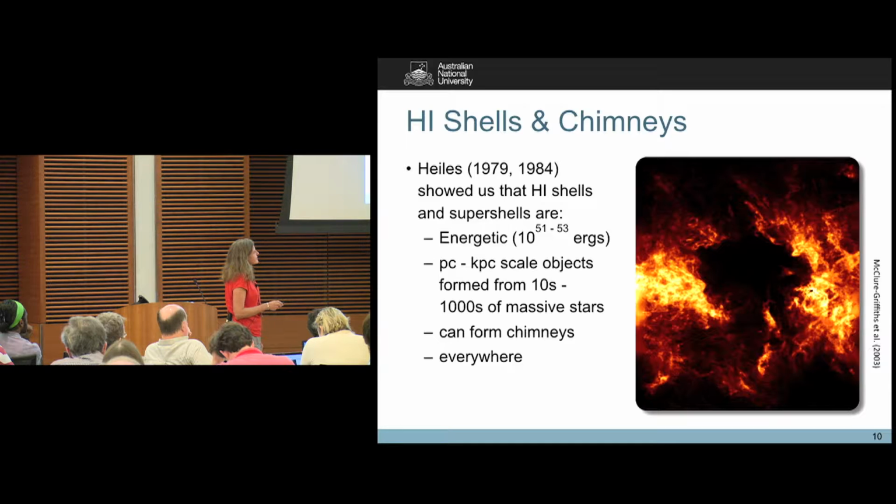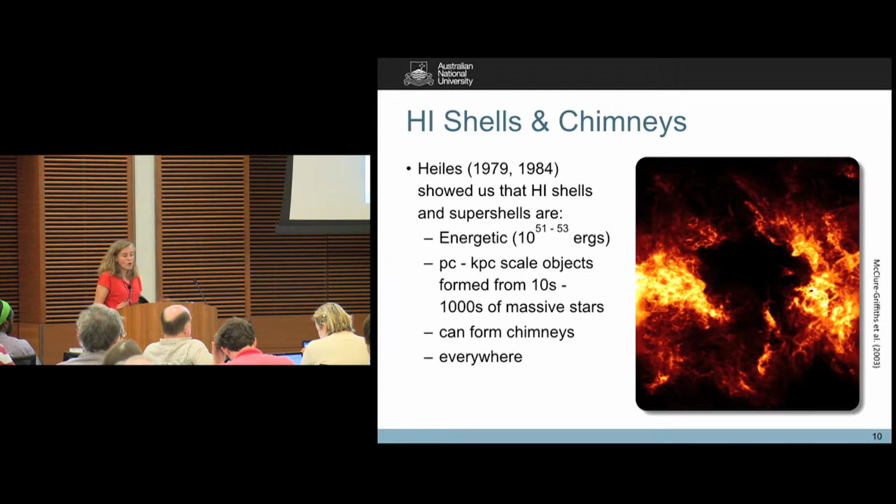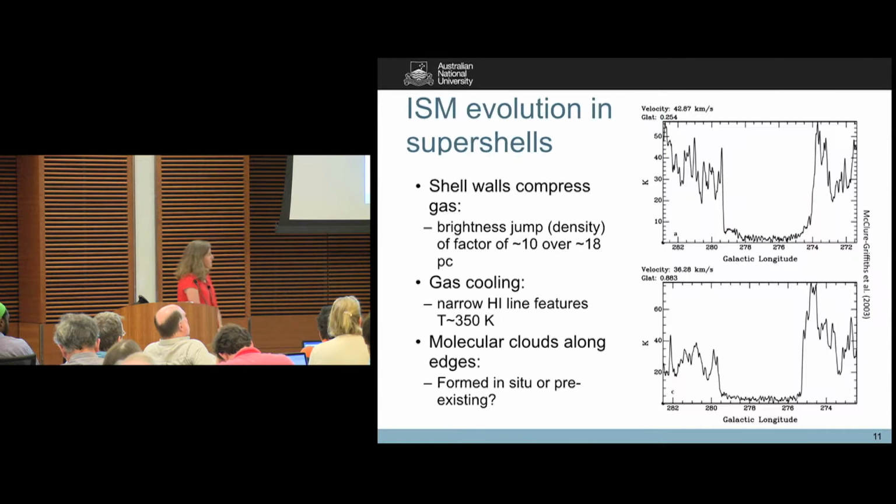This is an example of one, from the Southern Galactic Plane Survey. Where it's dark, there's very little H1, and where it's bright, there's a lot along the edges. We also know that these can form chimneys or fountain-type structures, where they grow so large that they break out of the disk of the galaxy and blow their contents out into the halo. When you look around the Milky Way, you see these all over the place. Many of them are still expanding, and many are not.